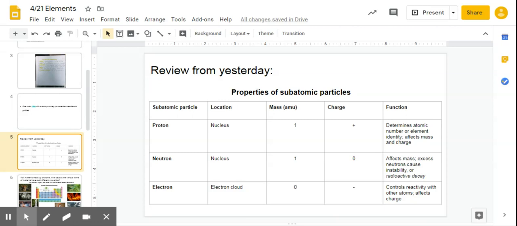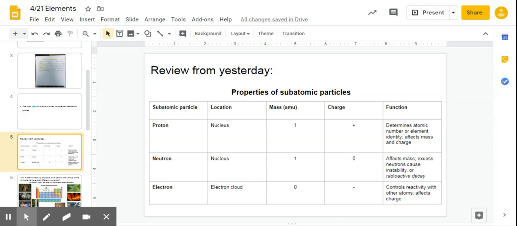The neutron is also located in the nucleus along with those protons. It has a mass of 1 atomic mass unit, has no charge, it's neutral, that's why it's called a neutron. It does affect mass. Excess neutrons cause instability, or what we call radioactive decay.